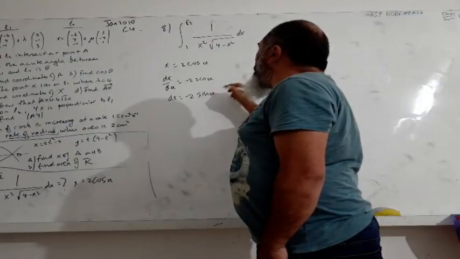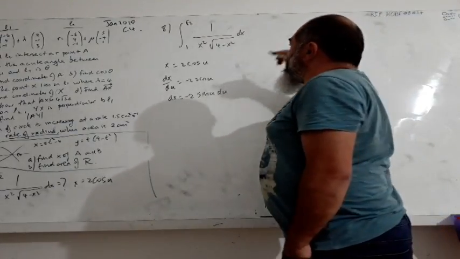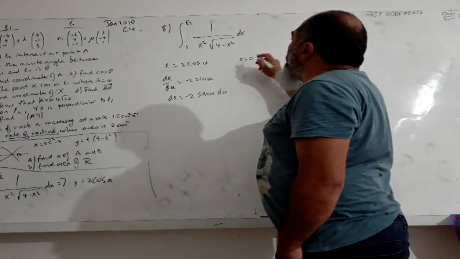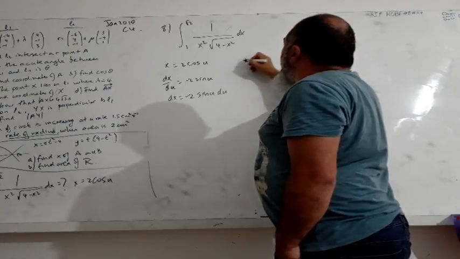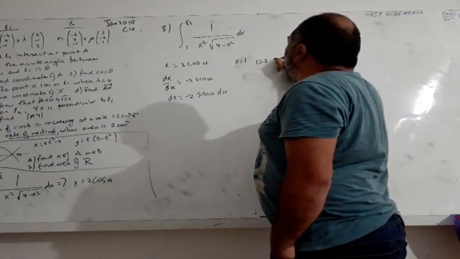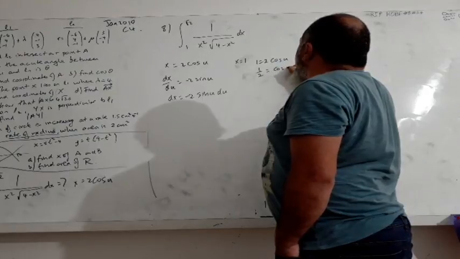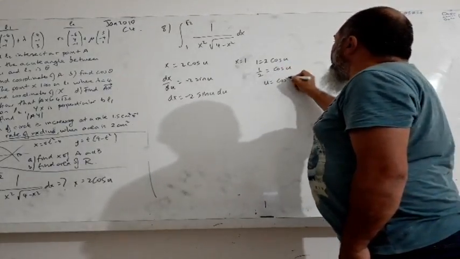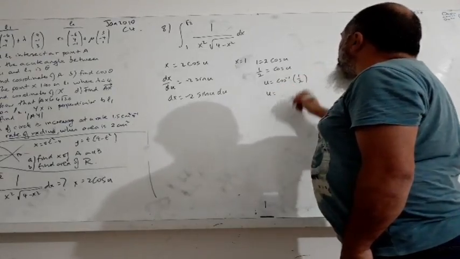And let's substitute there. When x is equal to 1, 1 is equal to 2 cosine u. 1 over 2 is equal to cosine u. So u is cosine inverse 1 over 2 there. So u is equal to pi over 3.